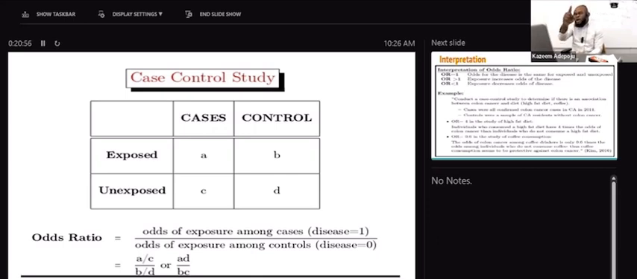The odds of exposure among cases is going to be A over C. When I say odds among cases, some will be exposed, some will not be exposed. The ratio of those who are exposed to those who are not exposed among cases, that's why you see A over C. We're also going to do the same for controls. In the control group, how many are exposed and how many are unexposed? B is the number exposed in the control group, and D is the number unexposed in the control group. What would be the odds? That would be B over D.